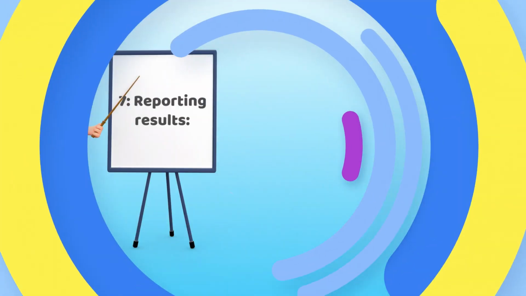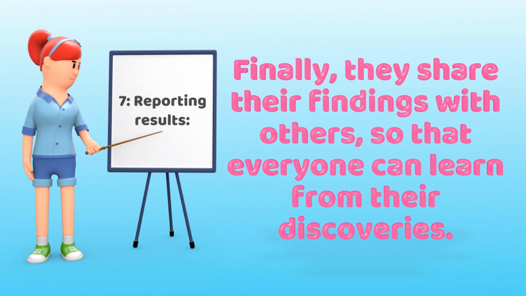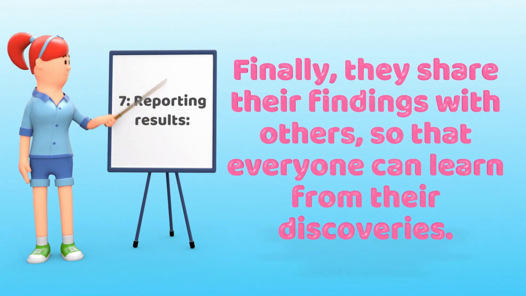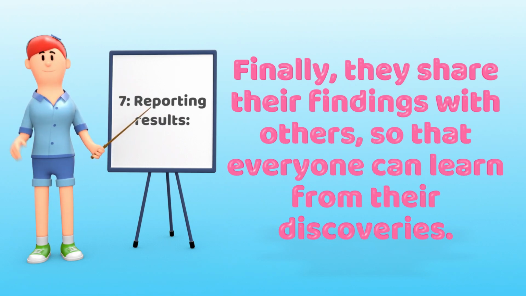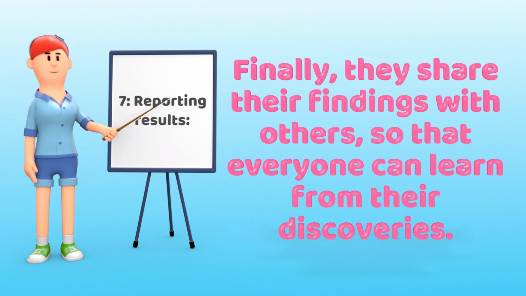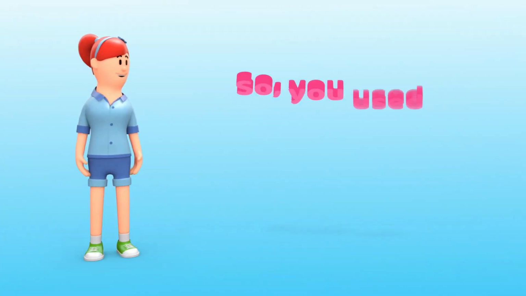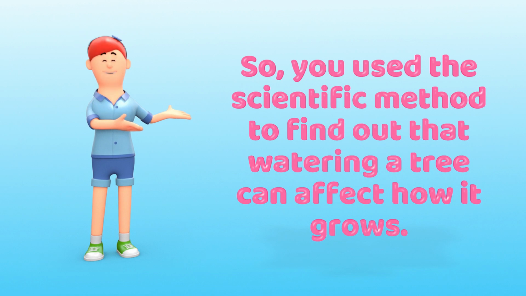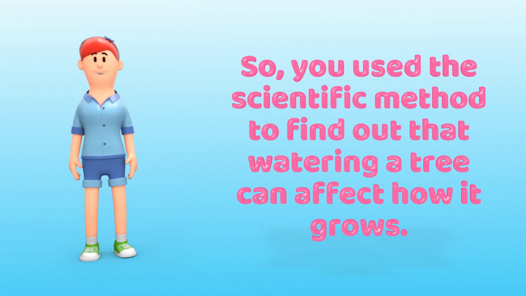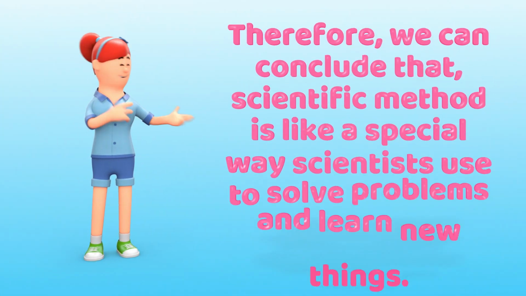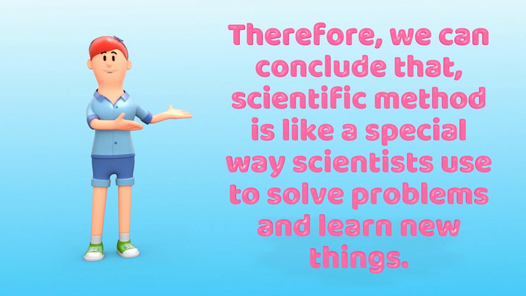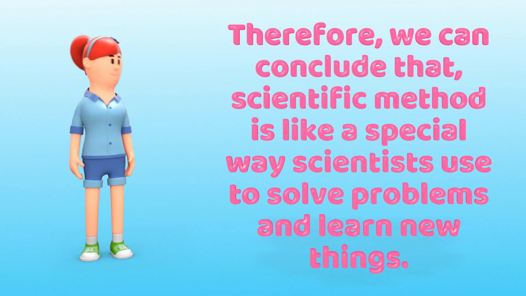Last but not least, reporting results. Finally, they share their findings with others so that everyone can learn from their discoveries. So, you used the scientific method to find out how watering a tree can affect how it grows. Therefore, we can conclude that the scientific method is a special way scientists use to solve problems and learn new things.